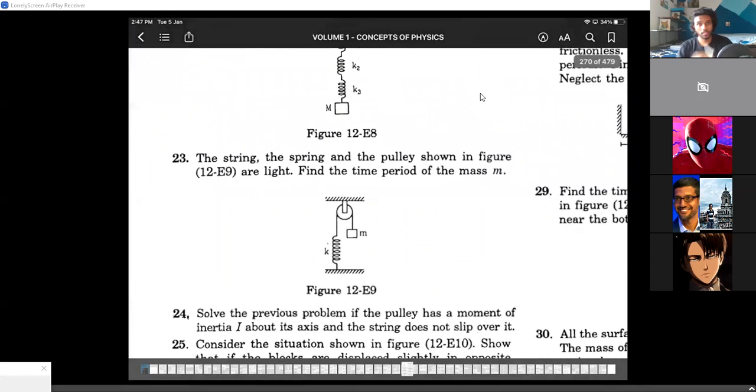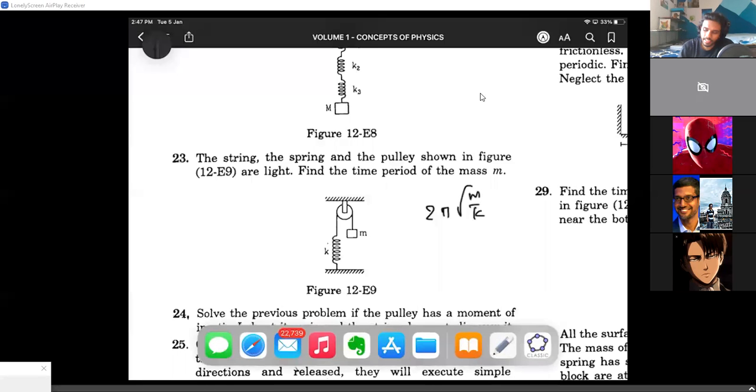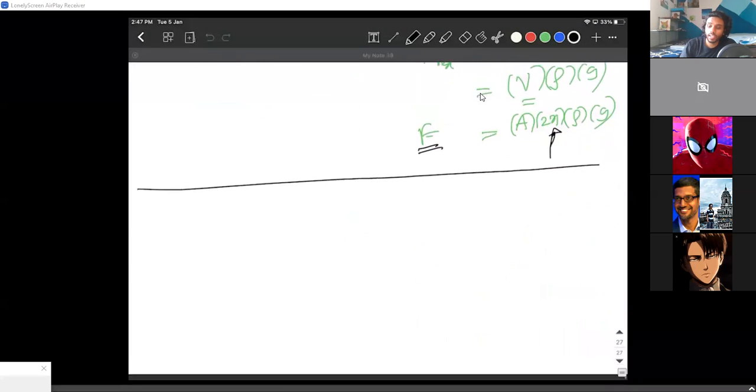Let's talk about the big questions, the good questions. Let's talk about 23. Can somebody tell me what will be the time period here? Try it by looking at it. Normally, sir, it will be the normal formula, 2 pi root over m by k. Yes, the time period is simply 2 pi root over m by k. He just changed the position, nothing else. Exactly.